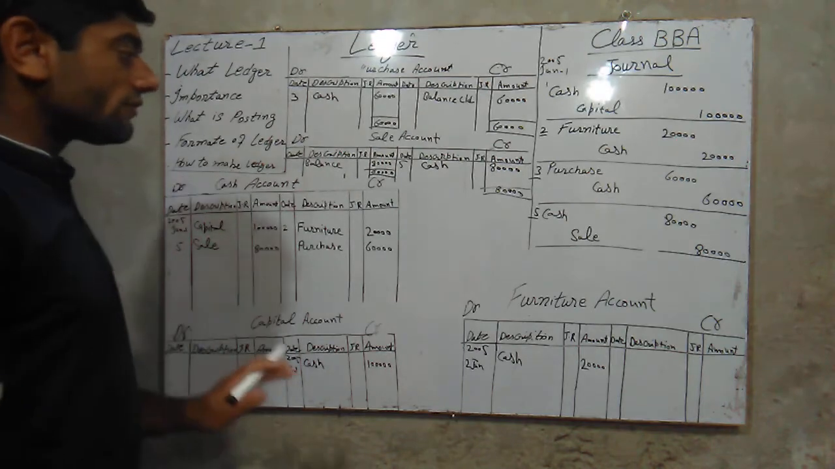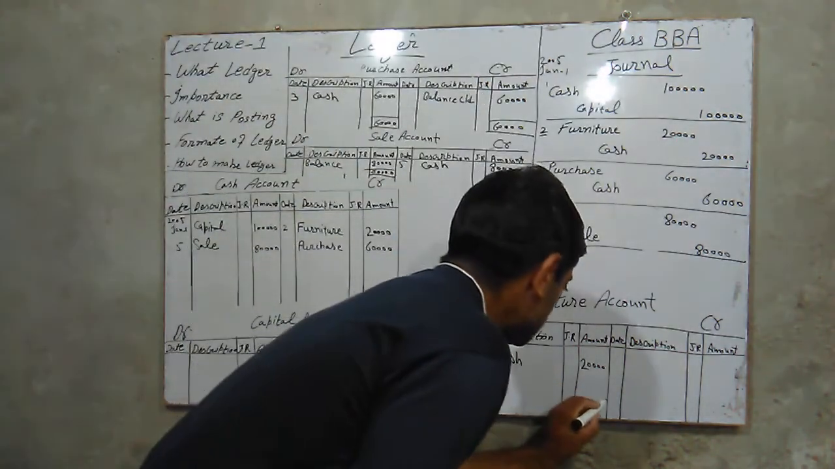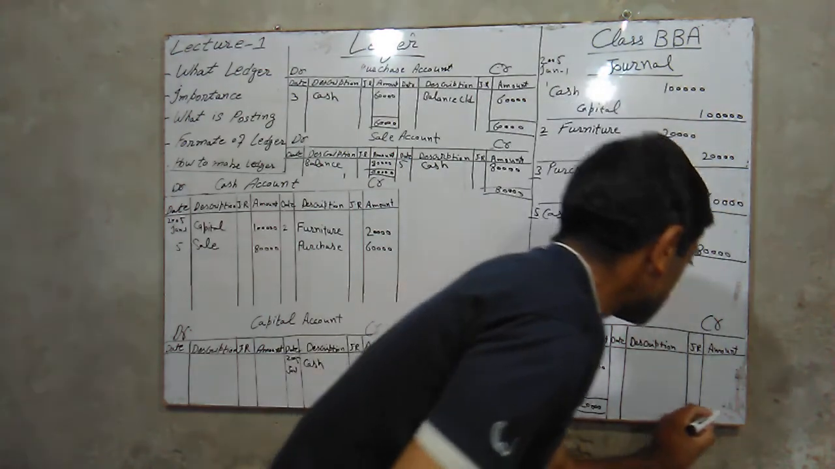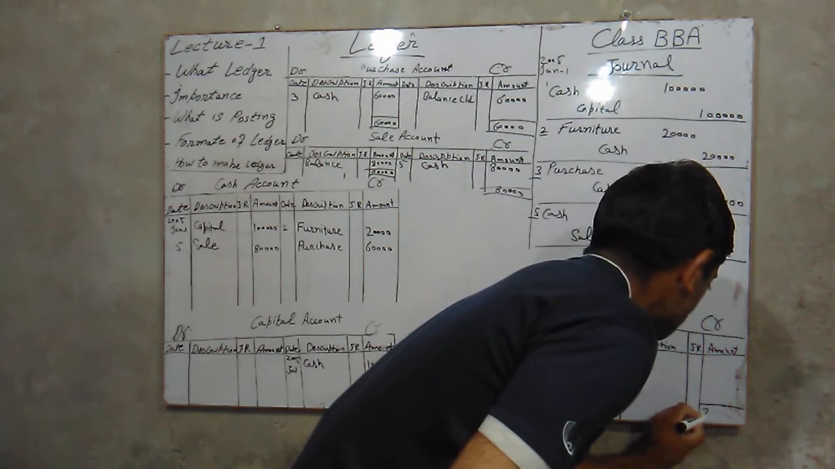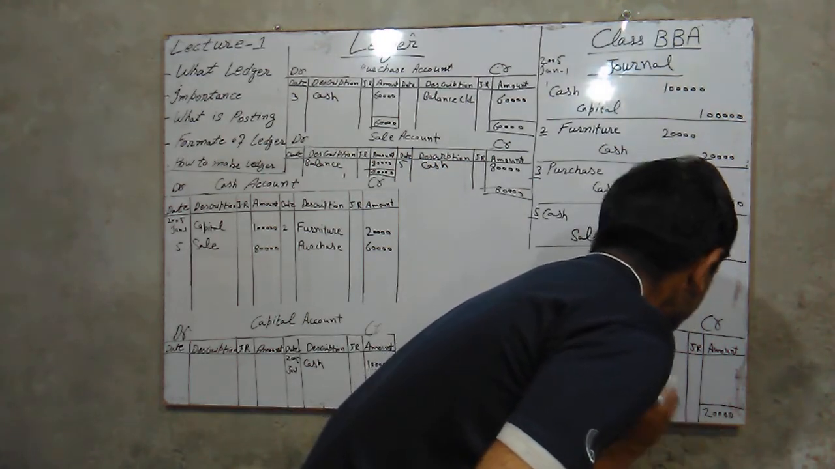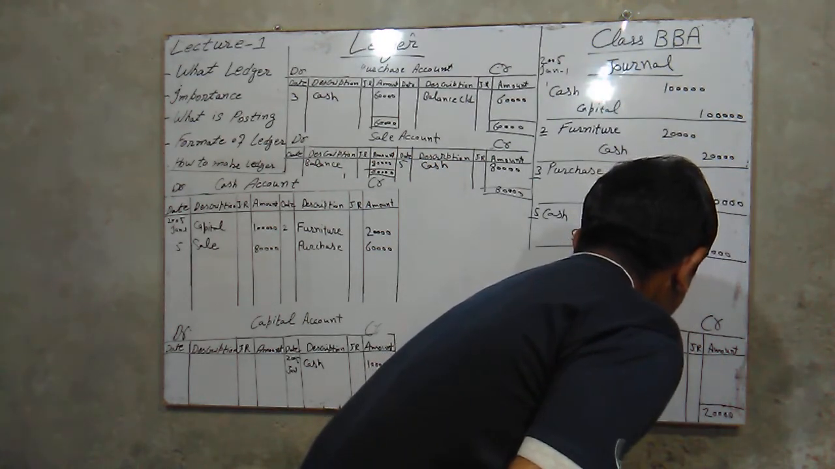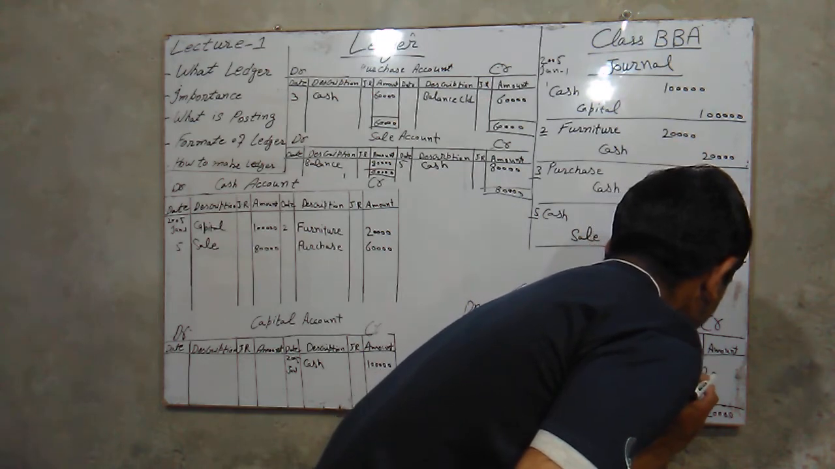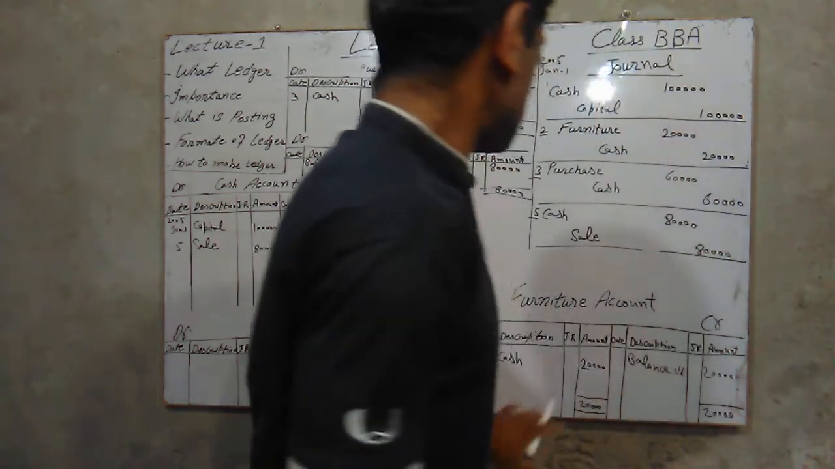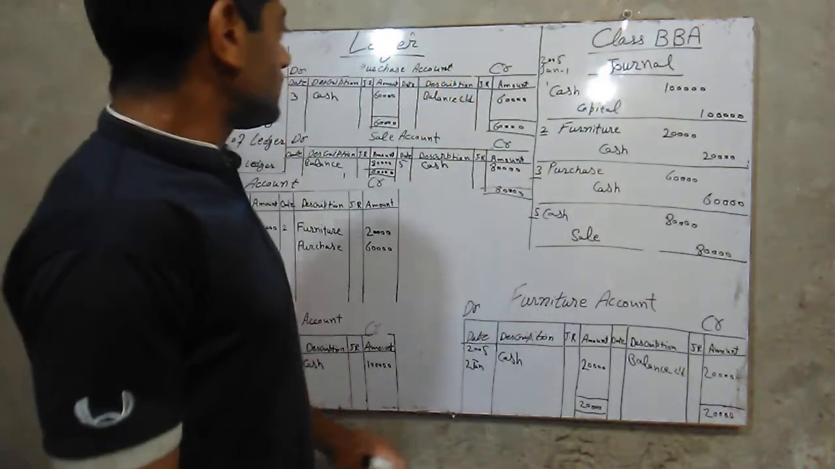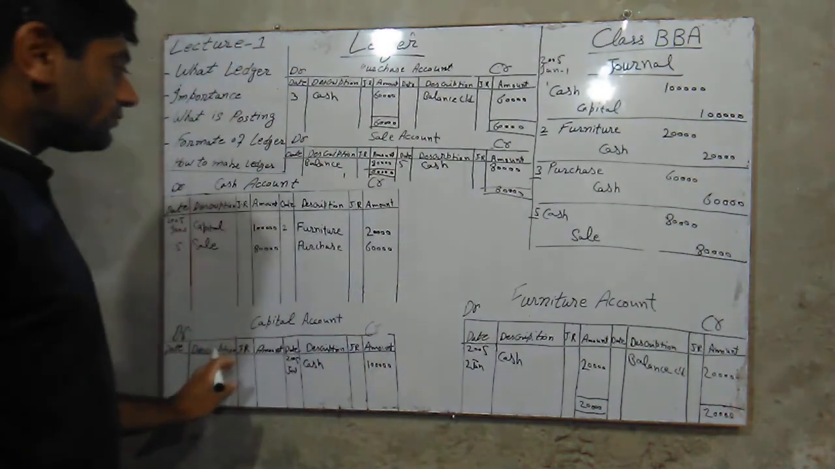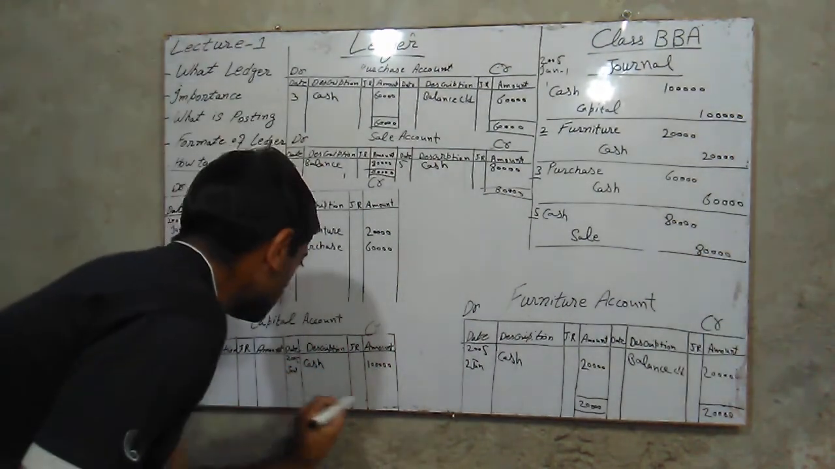So next one is furniture. Furniture is 20,000. Balance 20,000. This is a debit balance. So now the balance of this account.